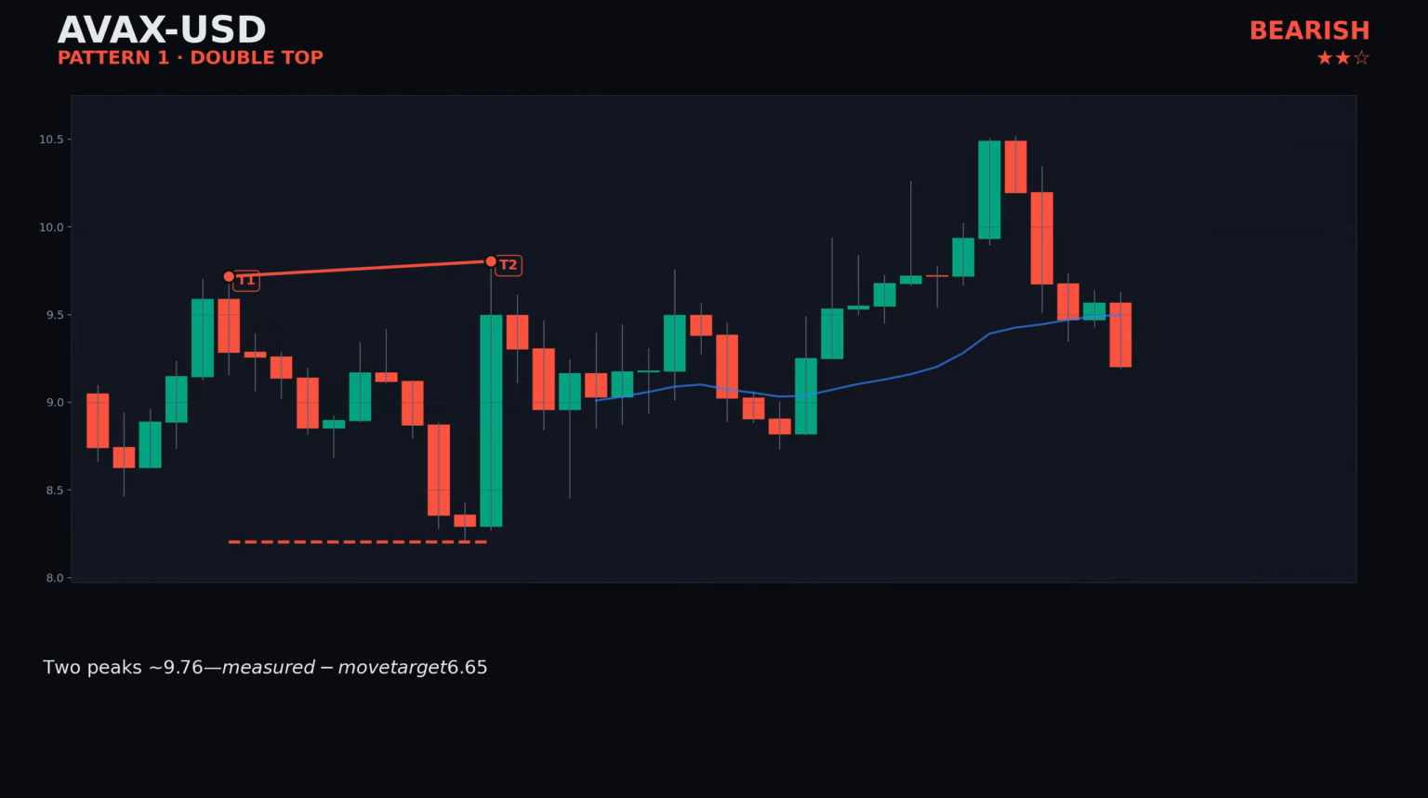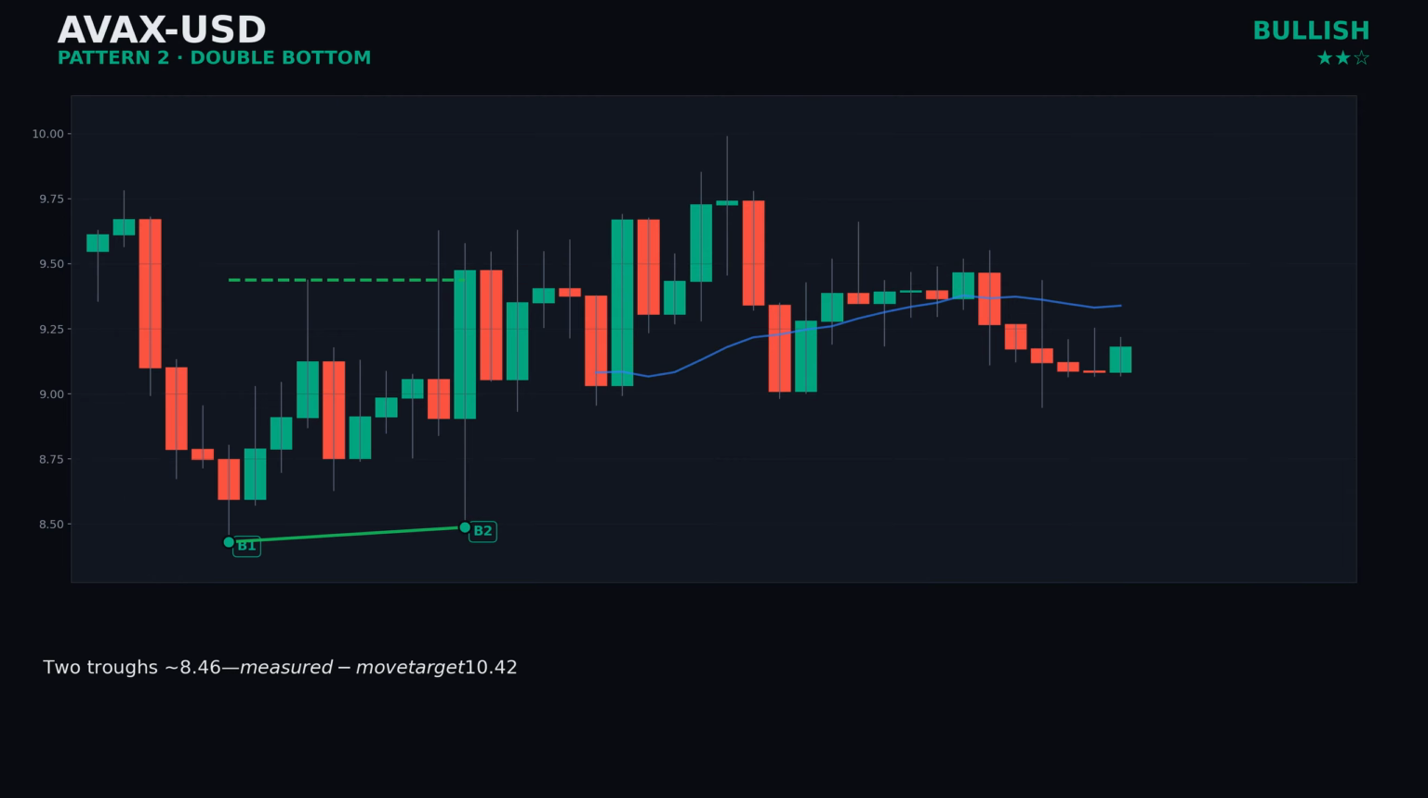Pattern number 1, this is the double top. It's a bearish formation with 2 out of 3 strength. 2 peaks, 9.76, measured move target, $6.65. You can see on the chart exactly where the key swings line up. That's what confirms the structure, not just my word for it. The textbook measured move projection is 25.4%. That's the typical decline once the pattern fully completes. It's a guide, not a guarantee. So we still need our SL in place.